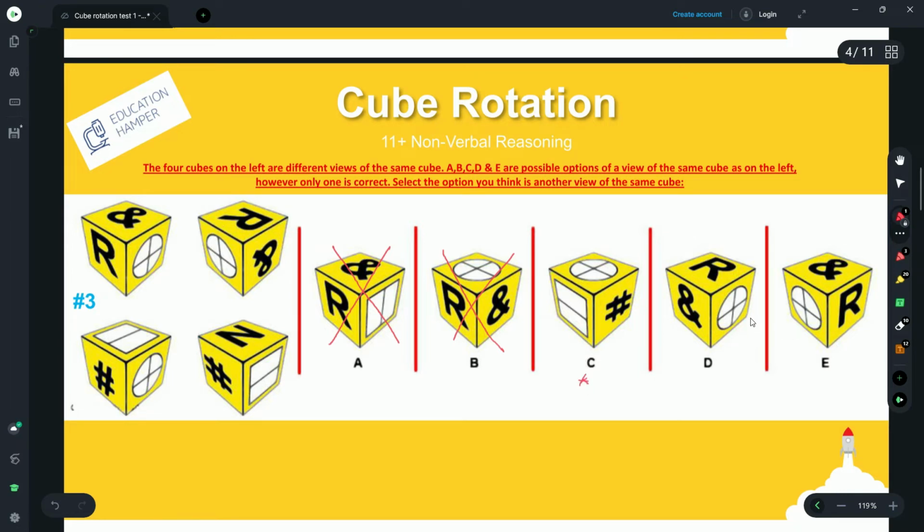Let's just confirm by removing the other two. Side of the R facing the circle, and we see that here, and also the AND facing the circle here. However, if you look at the pattern, the R and the AND are on a different face to where they should be. In fact, it should just match this pattern. So that is incorrect.